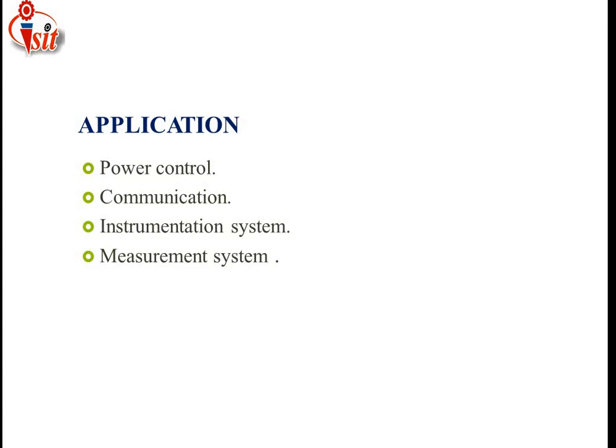Then it is again used for instrumentation systems. Whenever we convert one form of signal into another using a transducer, we also use this converter, because it is one type of conversion factor. Next it is used for measurement systems. For example, whenever we measure voltage, frequency, current and the parameters of electronic components, we use the measurement system.